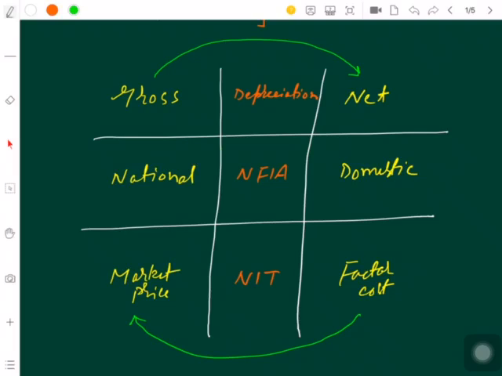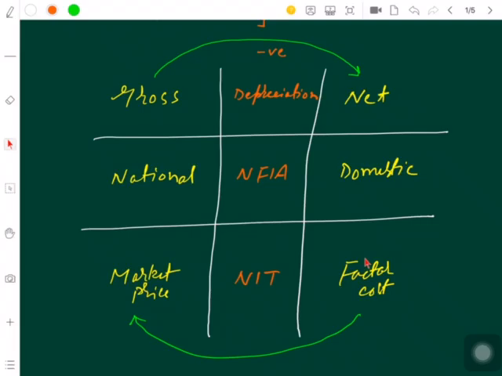If I am going from gross to net, I will have to subtract depreciation from gross. So I will have to make it negative. So gross minus depreciation is net. Likewise, national minus NFIA is domestic. Likewise, market price minus net indirect tax is factor cost.